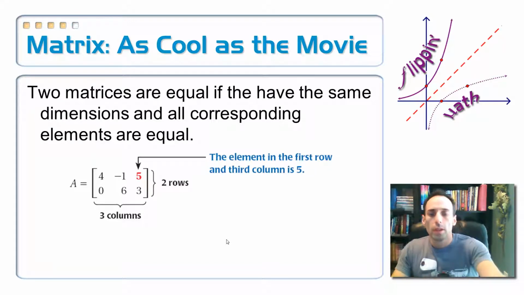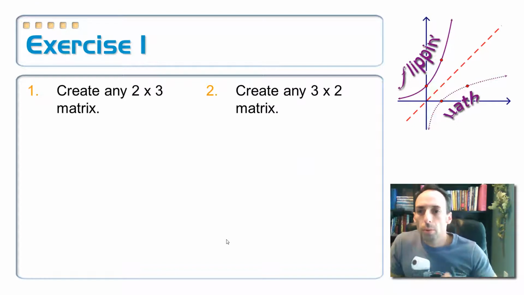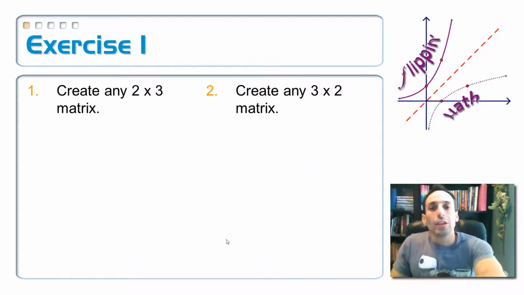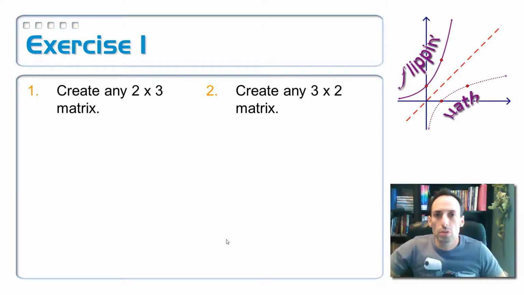Okay, so what I want you to do on this first and last exercise of this video is, number 1, I want you to write your own 2 by 3 matrix. And number 2, I want you to write yourself a 3 by 2 matrix so that you can see the difference between those 2 matrices. Okay, so go ahead and pause it, write something down, unpause it, come back, and let's see if you wrote down the correct matrix, or at least the size.